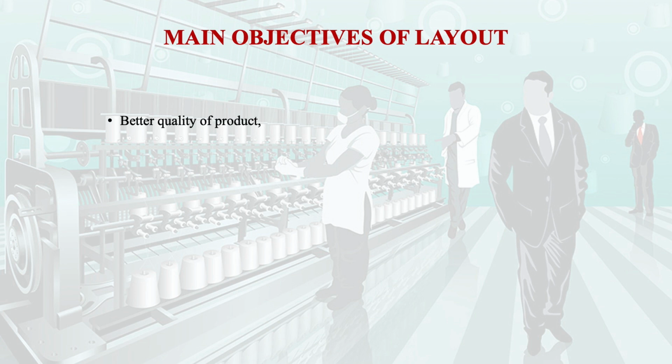What should be the main objective of the layout? First, quality of the product. When we talk about the quality of the product, it is not directly linked with the layout, but if the layout is appropriate and effective, then we will be able to produce a good quality product. Our defects will be minimized, and our rework can be minimized.